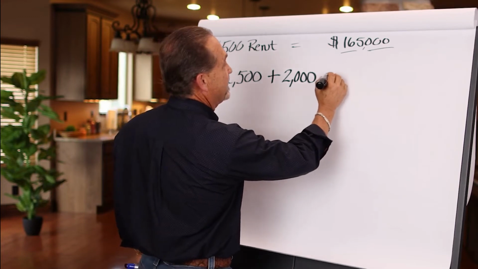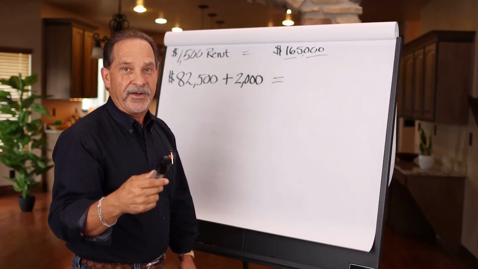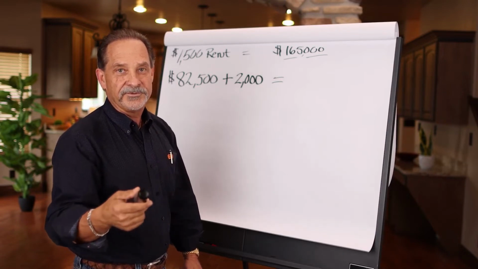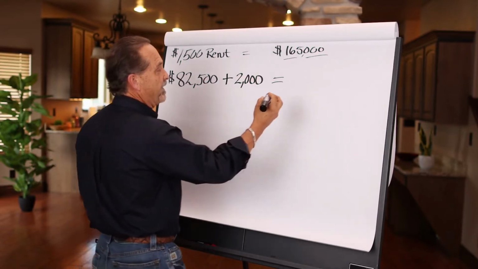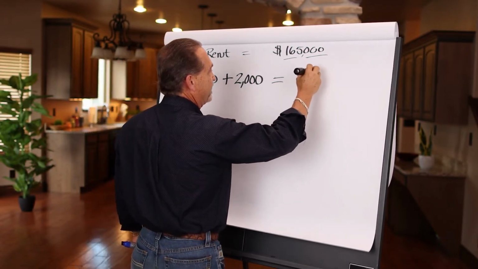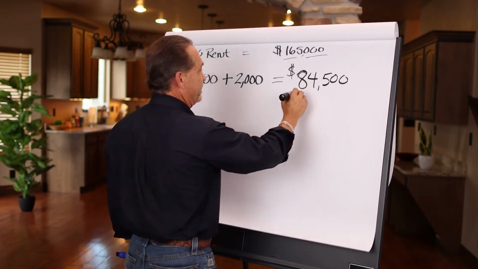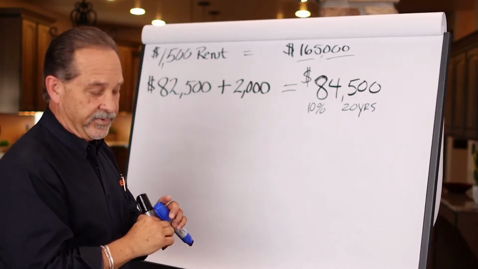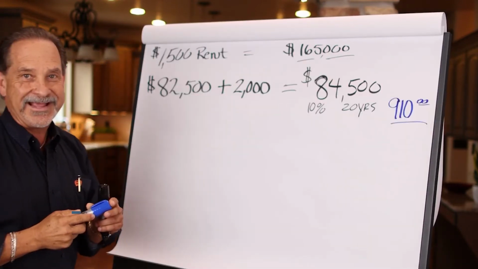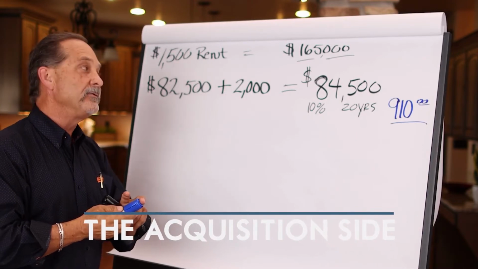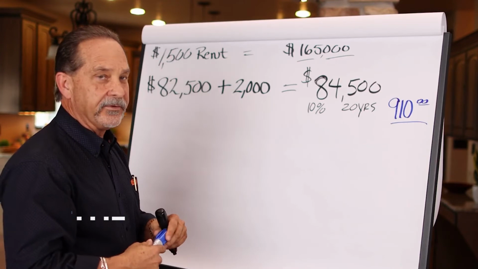So I'm going to go ahead and go to my private lender, who, by the way, doesn't argue with me about borrowing this $2,000. Your traditional bank would jump up and down and cancel your loan application because of this. But my private lender is going to loan me $84,500. He's going to loan that to me at 10% for 20 years. And my payment is going to be $910. That's the acquisition side. I now own the house, and I'm now making these payments to my private lender.